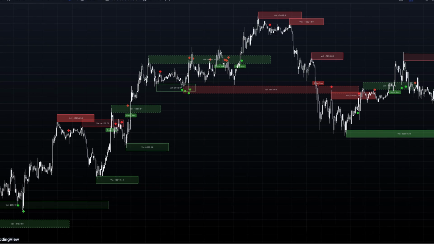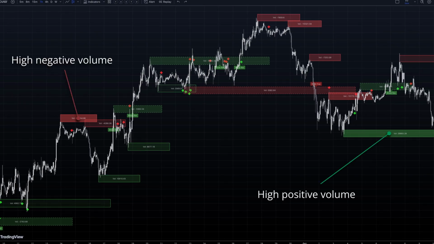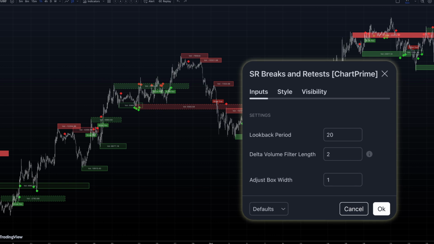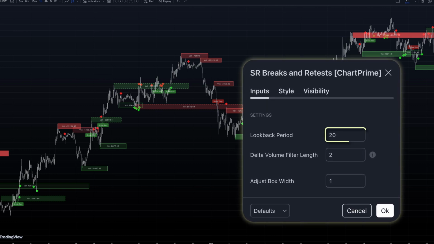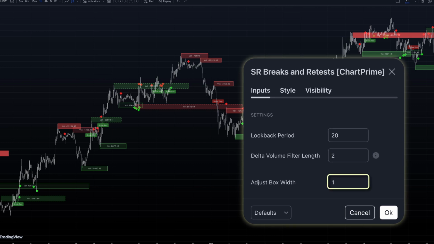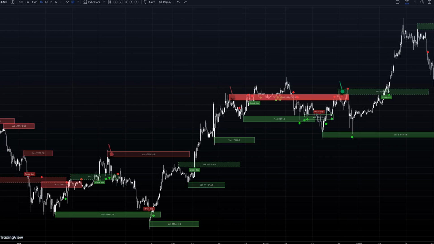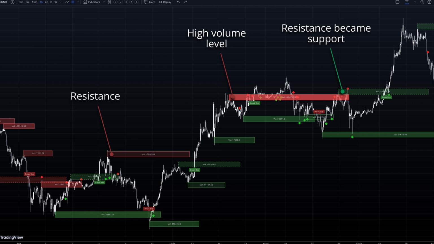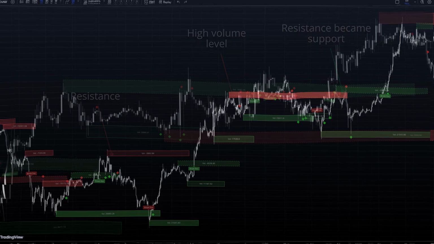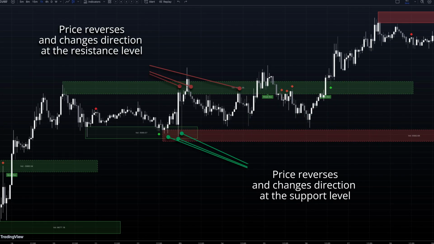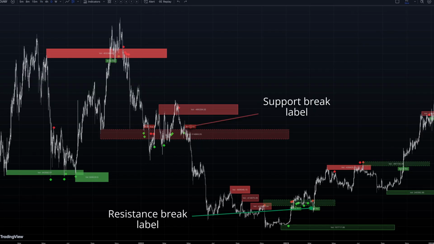Instead of relying solely on price data, it uses a volume-based function to differentiate between high and low volume levels, allowing for a more accurate depiction of critical zones. The tool also adapts dynamically, using adjustable parameters like the look-back period, volume filter length, and box width to cater to different trading styles. The visual representation includes shaded boxes at support and resistance levels, color-coded to reflect volume intensity. These boxes adjust as new data becomes available, and the indicator tracks whether these levels hold or are breached. Breakouts are marked clearly, with additional labels indicating when resistance turns into support or vice versa.